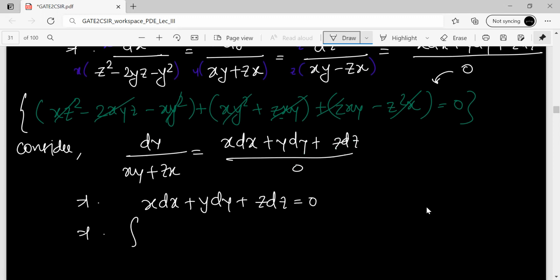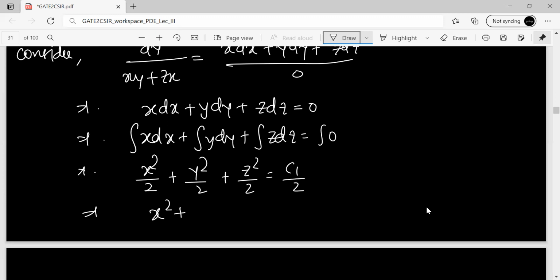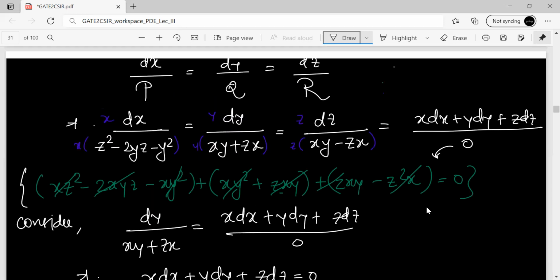So one can simply integrate now. x dx plus y dy plus z dz equals 0. Now this part right here will give me x square over 2, this one will give me y square over 2, this one will give me z square over 2, and this one will give me c over 2. This is a constant. I'm writing c1 over 2 so that I can get rid of this 2 because I don't like fractions. One function I got. So the first part is done.